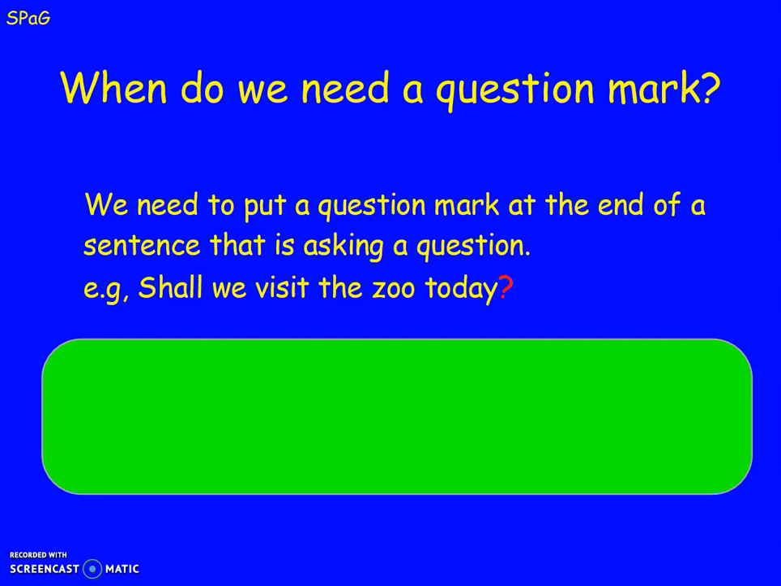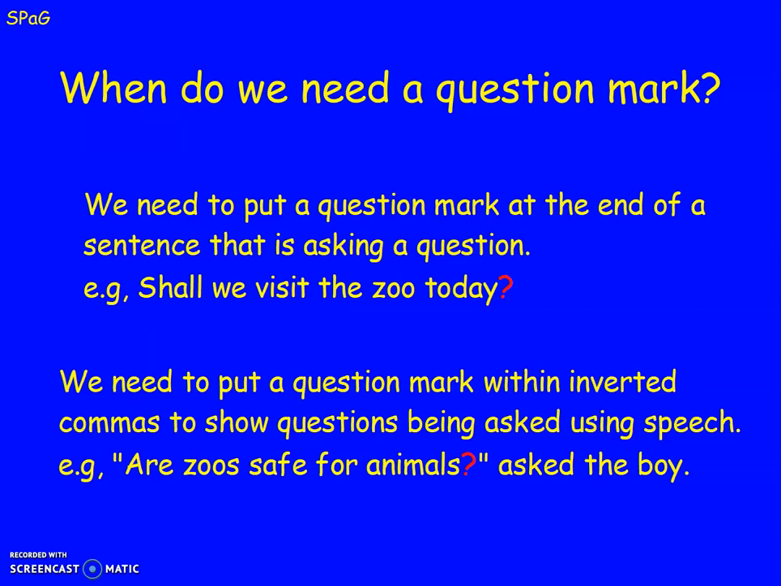Okay. Another time when we need a question mark is if it comes in the middle of somebody speaking and asking a question. So it would need to go within the inverted commas. So for example, "Are zoos safe for animals?" asked the boy. So the inverted commas or speech marks go here and here, round what the boy is saying. So the boy is saying, "Are zoos safe for animals?" So because it's a question, the question mark would come at the end of the last word that he says, just before the inverted commas. So you'd have your first lot of speech marks, are zoos safe for animals, question mark, your second lot of speech marks, asked the boy.